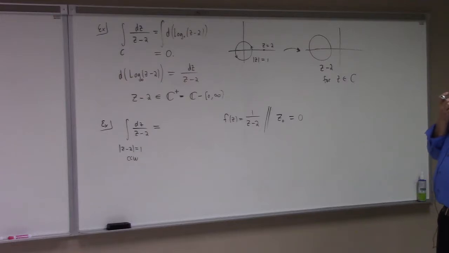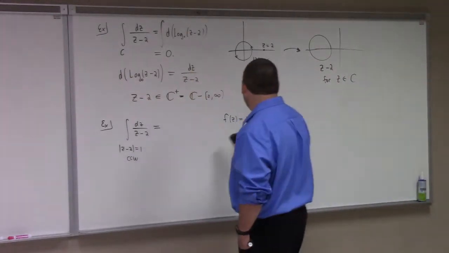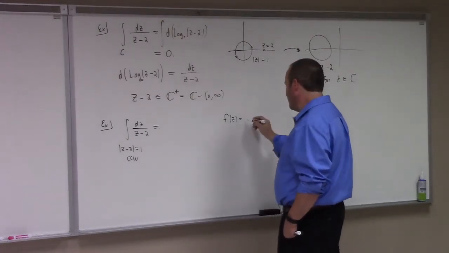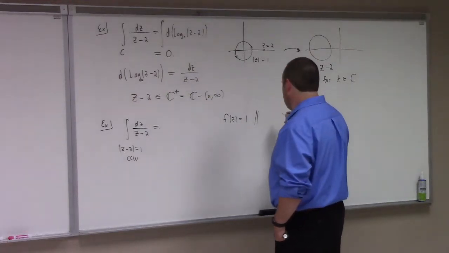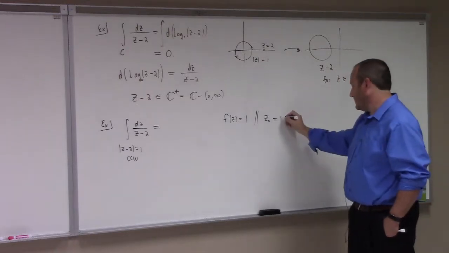Yeah, that's not what I want. I'm not saying this right. Let's try that again. What's f of z here? F of z is 1, right? You're right. What's z naught equal to? 2.